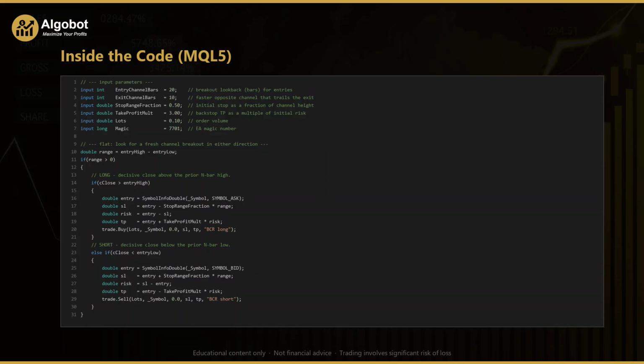The mirror condition, else if C-close is less than entry low, does exactly the same in reverse for a sell, with the stop above entry and the take profit below. It's clean, symmetrical, and entirely driven by where price closed relative to those 2 channel edges.